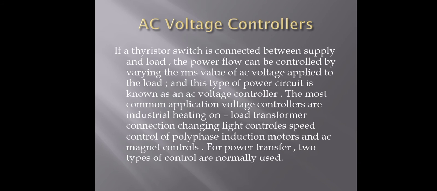Now the next part is the AC voltage controller. The AC voltage controller is a thyristor switch that is connected in between the AC supply and the load. Power flow can be controlled by varying the RMS value of the AC voltage applied to the load. Then this type of power circuit is known as the AC voltage controller.